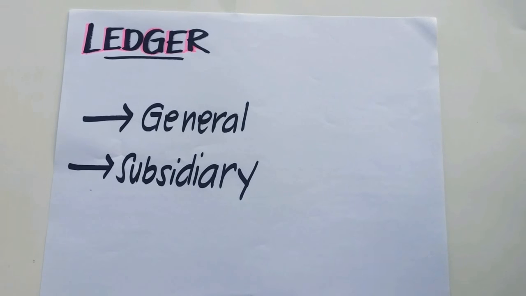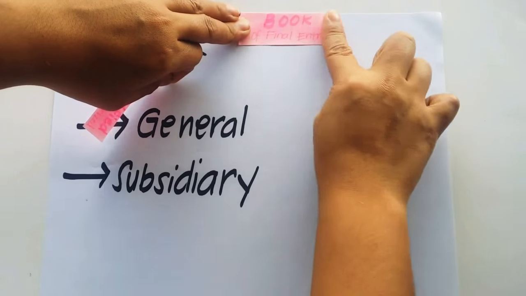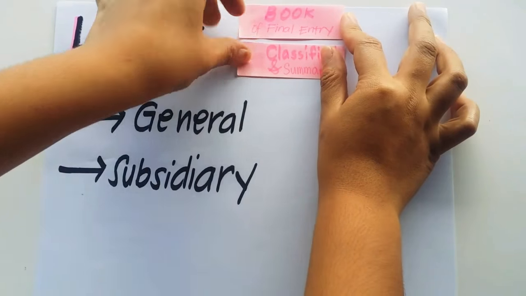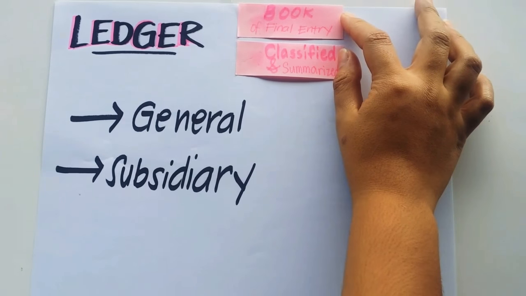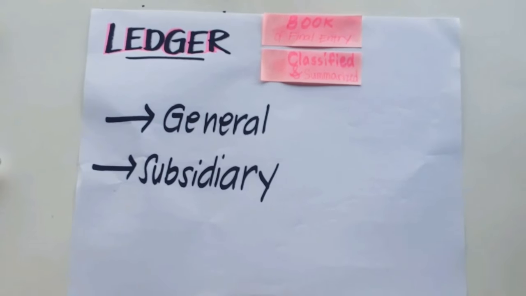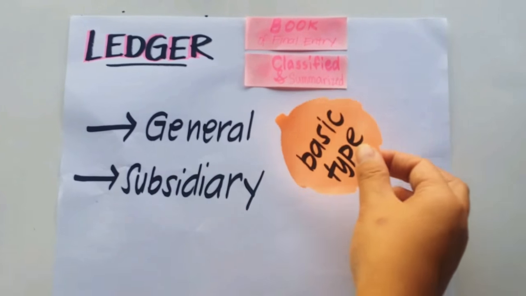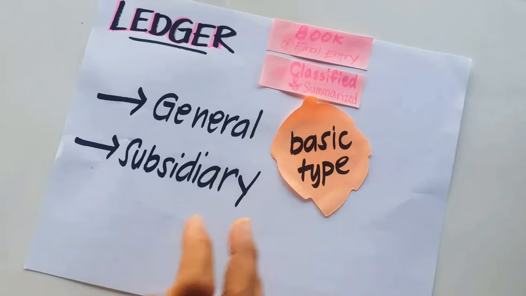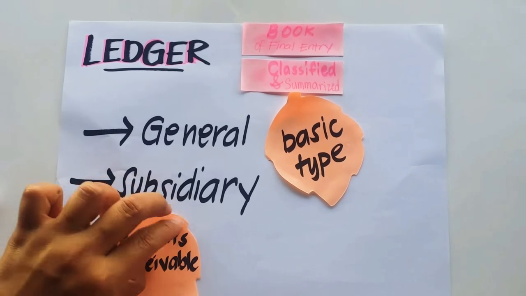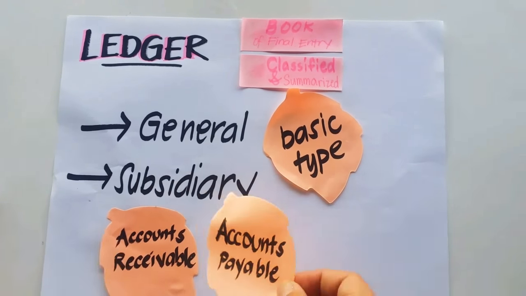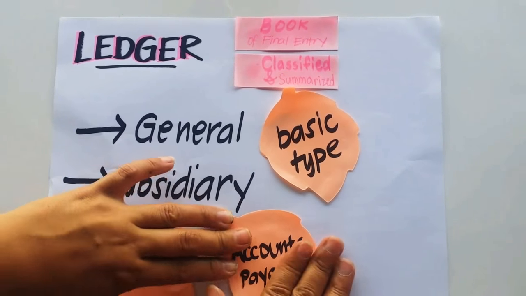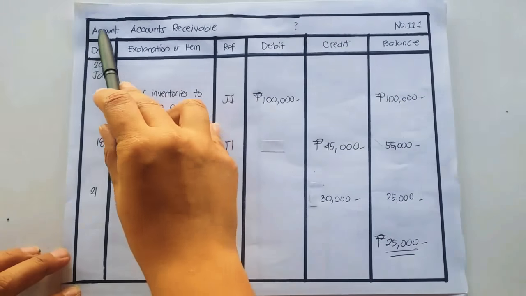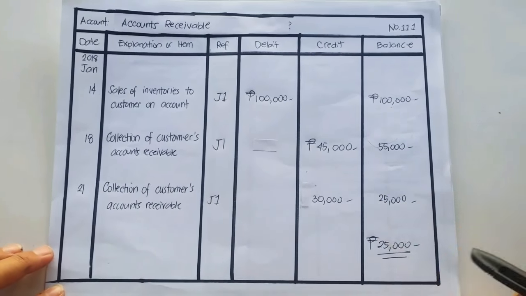Ledger is defined as the book of final entry. It records classified and summarized financial information which is taken from the journal. General ledger is a basic type of ledger. Subsidiary ledger is a group of accounts with similar characteristics. Common examples are accounts receivable and accounts payable. So this is an example of a general ledger. And this is our transaction, and here is the balance.